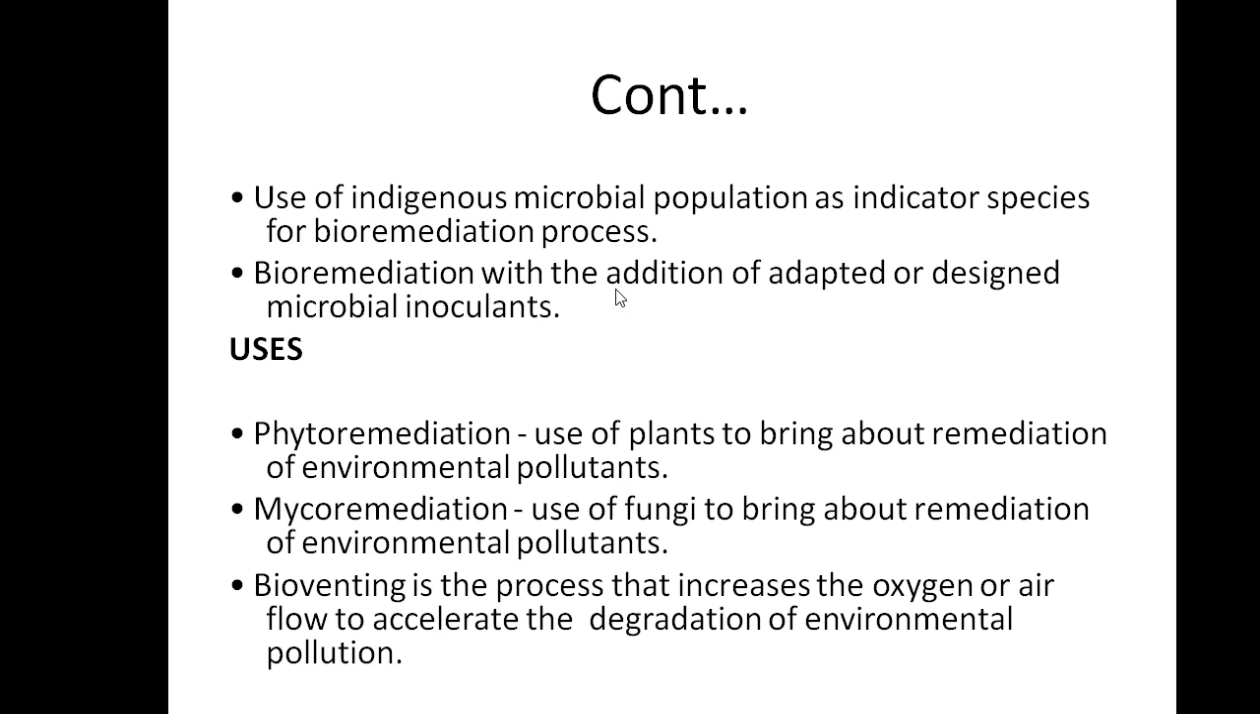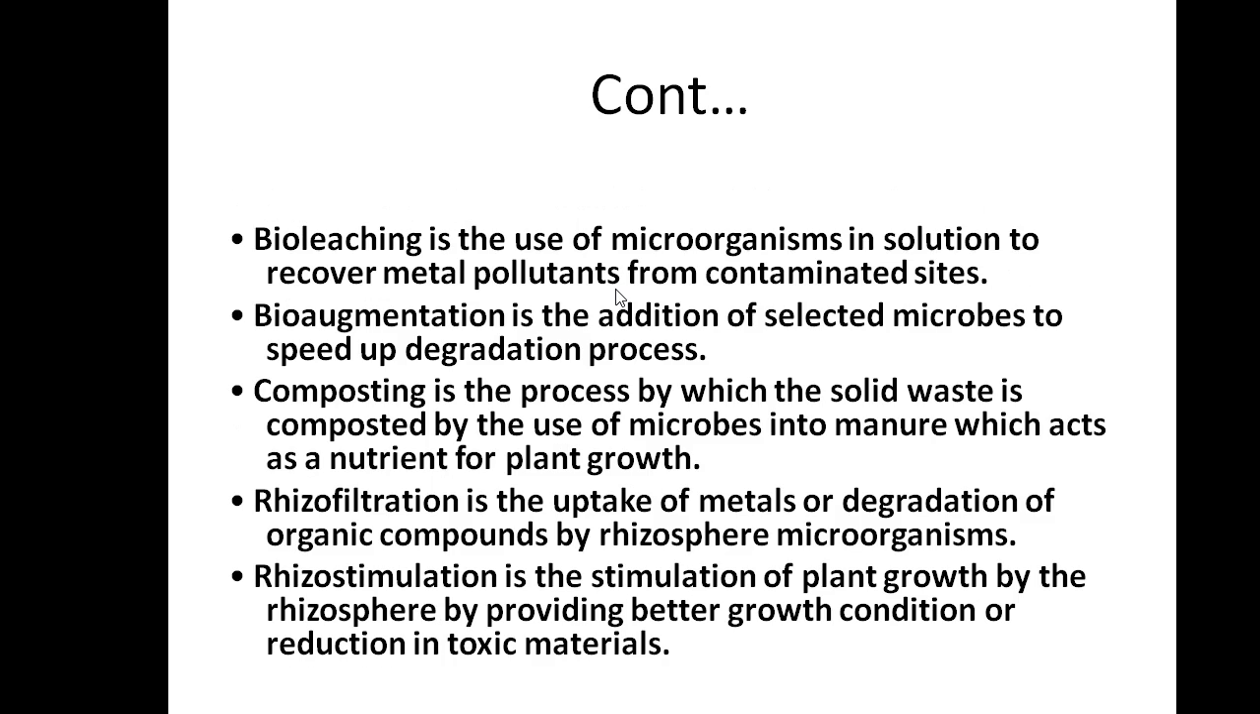Biosparging is the process that increases the oxygen or air flow to accelerate the degradation of environmental pollution. Next, bioleaching removes metal pollutants like tungsten or mercury. These poisonous, dangerous metal pollutants are removed from contaminated sites. Bioaugmentation is the addition of selected microbes to speed up the degradation process. Something is going to degrade, and that degradation is sped up by bioaugmentation.